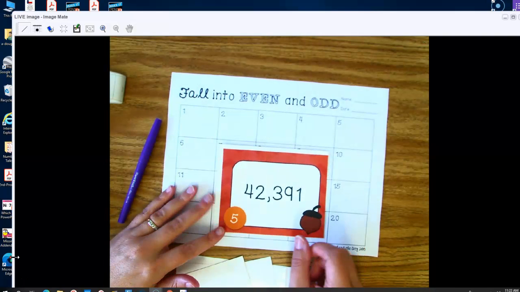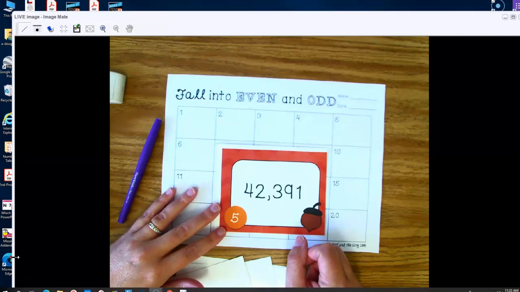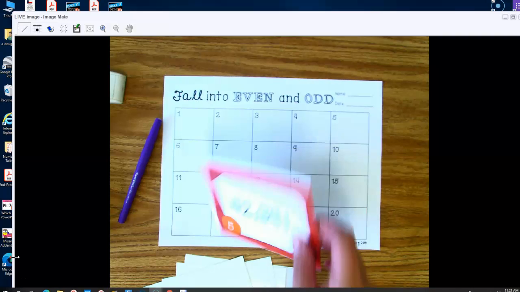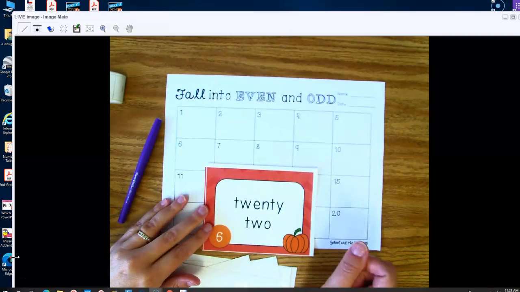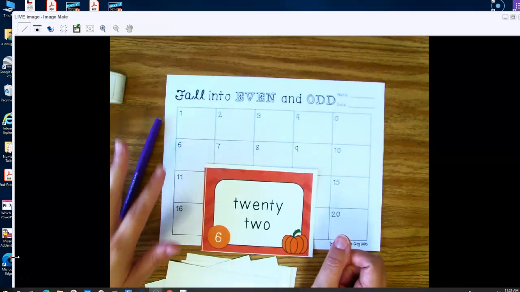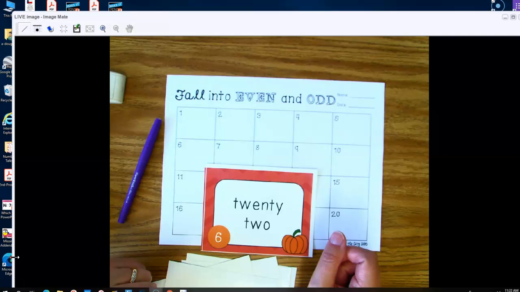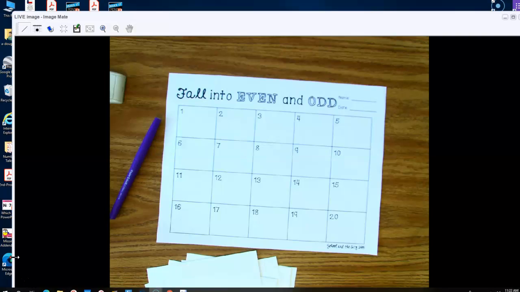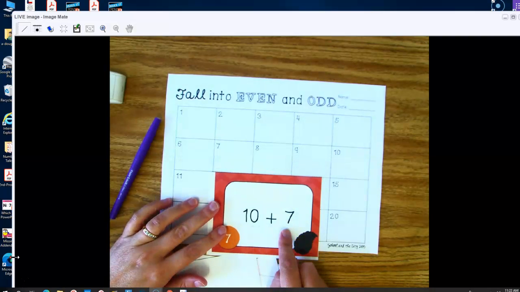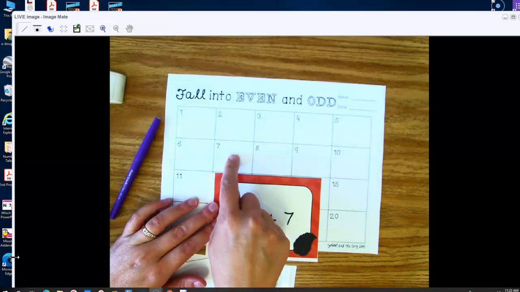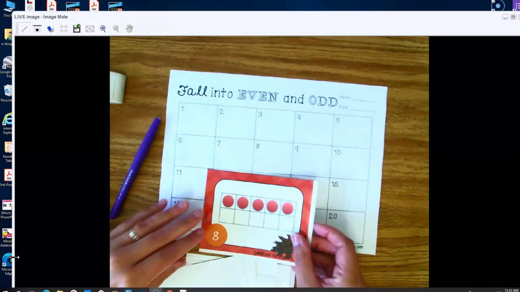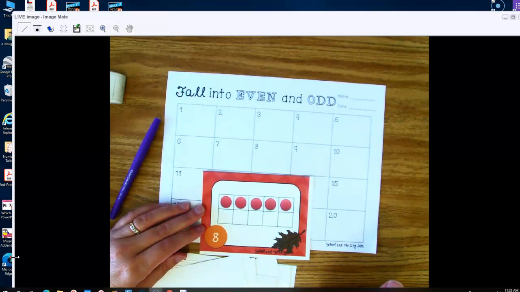Number 5, 42,391. Look at the 1 spot. Is that odd or even? Read the word. Think of the number. If you have to write the number in the box, do that to help you. What number is in the 1 spot, and is that odd or even? Add it together and think about the answer. Is the answer odd or even? Look at the 10 frame. Is the number odd or even? Put it in number 8.